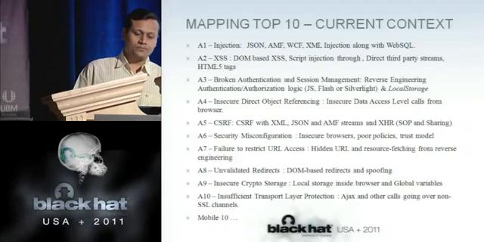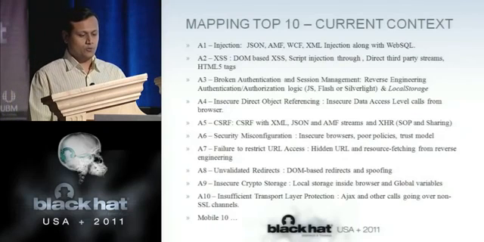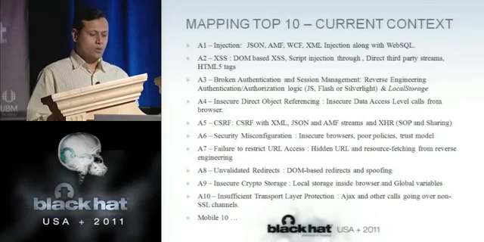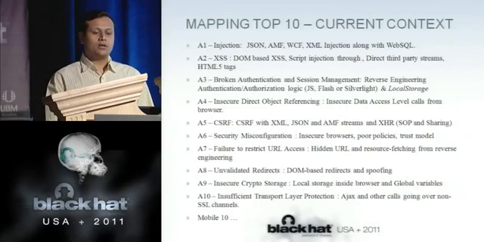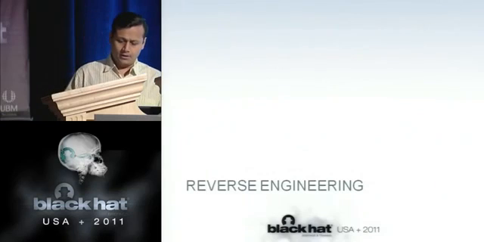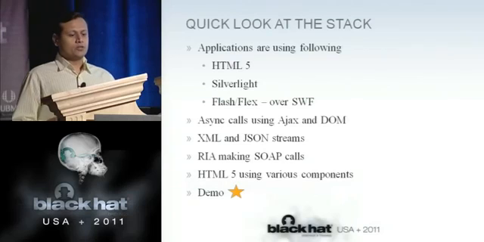A8, where you have unvalidated redirects, where again you have a DOM-based redirect, and spoofing is possible. So this is how it maps, and then you have a whole stack of Mobile Top 10, which again you can link to some of these browser components. Okay, so this is the basics. Now we'll move into reverse engineering.